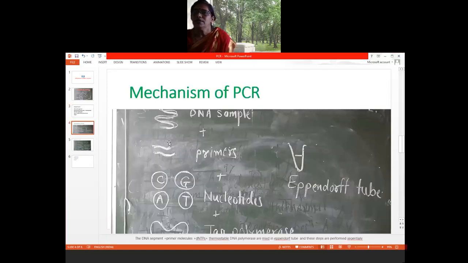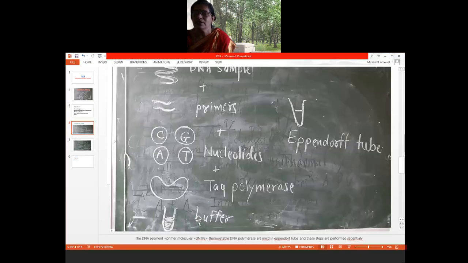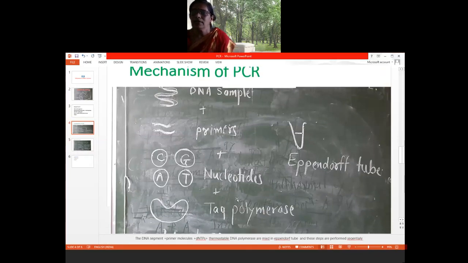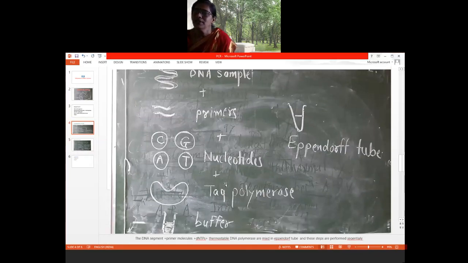So what is the mechanism of this PCR technique? First of all, the DNA sample, the DNA which is to be amplified, is collected. Then the primers are also added. The nucleotides, adenine, guanine, cytosine, and thymine, these are the different nucleotides, and the Taq polymerase enzyme, as well as the buffer solution, are also added. So the mixture of the desired DNA segment, primers, nucleotides, Taq polymerase enzyme and the buffer solution is kept in the eppendorf tube.